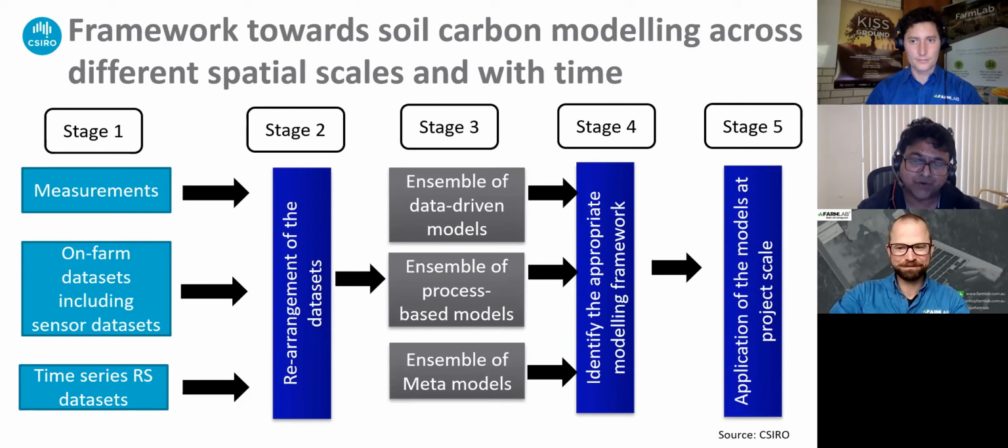And stage 4 is about identifying the appropriate modeling framework. So if you're running a model for a large area, what model is suitable, or whether that model calibration is suitable for that particular region, or whether the variation can be captured from that model, that needs to be tested and identified. And then the last stage is, once you identify the appropriate model or combination of models, use those models at project scale or whatever, and then use it for policy decision making if you are a policy maker. So that's all about the general framework.